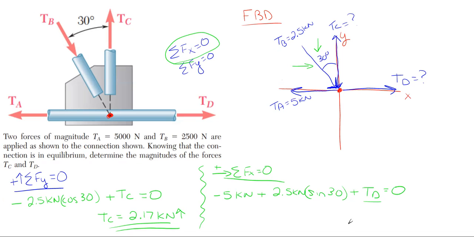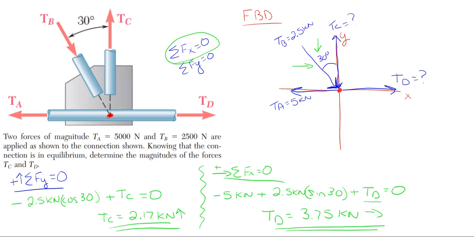TD is the only unknown in there, so I can easily rearrange and solve for TD. So when I do this, TD is essentially 5 kilonewtons minus 2.5 kilonewtons times the sine of 30. And that gives me 3.75 kilonewtons of force to the right.